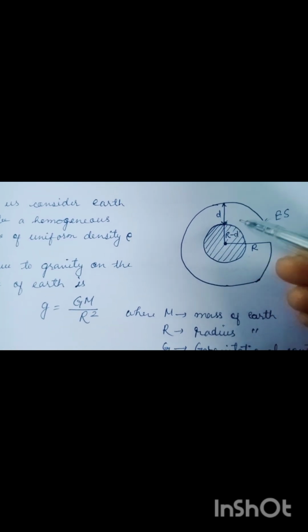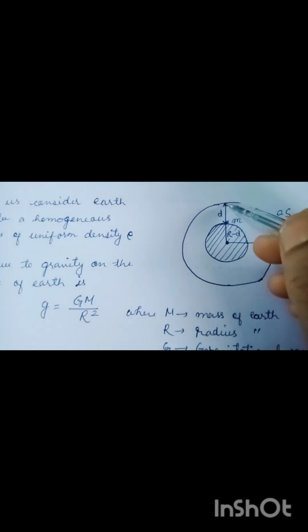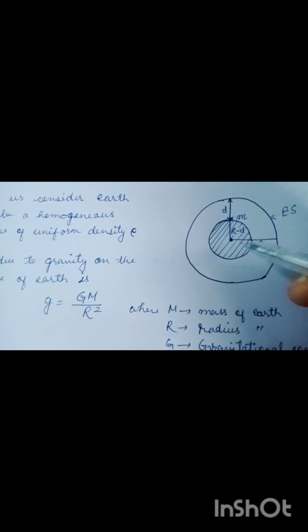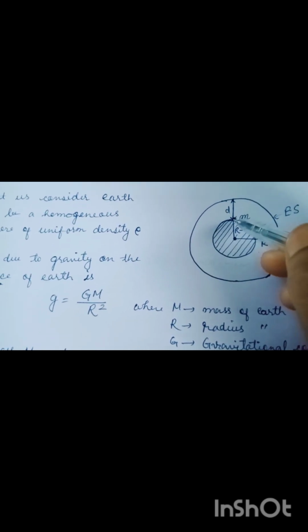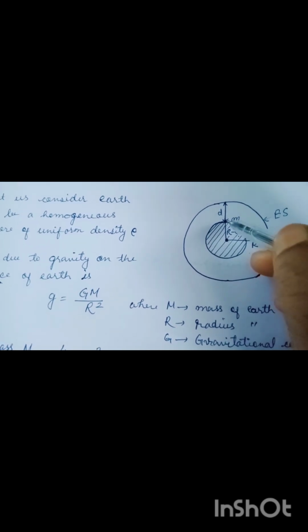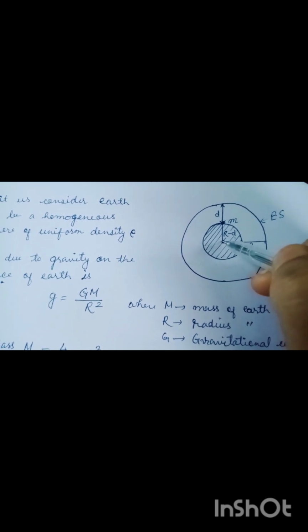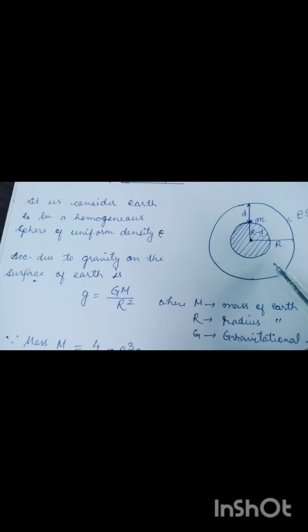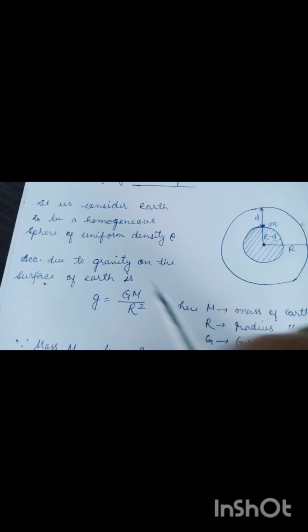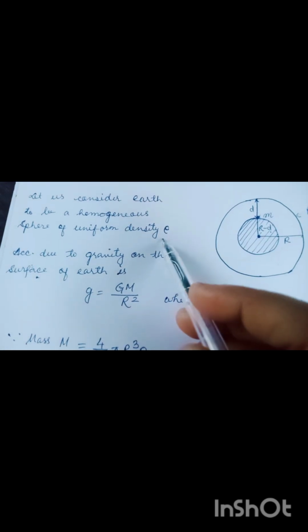The object of mass m is at a depth d from the Earth's surface, and the distance between the center of the Earth and the mass is r minus d, where r is the radius of the Earth. So the separation between the center of the Earth and the mass is r minus d. Here we have assumed that the density of the Earth is uniform, so it is a homogeneous sphere of uniform density rho.